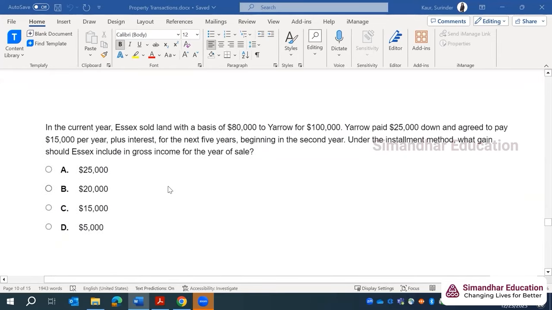Okay, let's see the third question. In the current year, Axis sold land with a basis of $30,000. This is not a like-kind exchange. Why would this be treated as a like-kind exchange? With whom is he trading the house? He's selling the house. He's not trading the house. These are two different transactions. Okay. Can I move on, Yash?